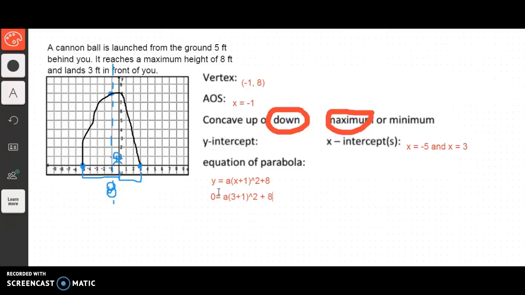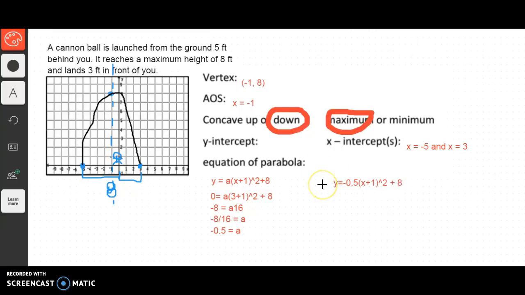So I'm going to subtract 8 from both sides. And this 3 plus 1 squared, 3 plus 1 is 4. 4 squared is 16. Okay, and so when you divide, -8 divided by 16, you get a to be -1/2, which makes sense. So now my equation is y equals -0.5 times x plus 1 squared plus 8.